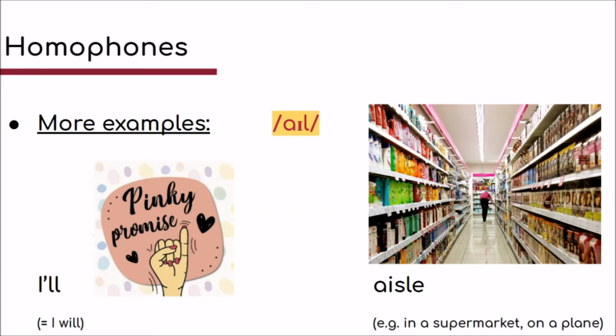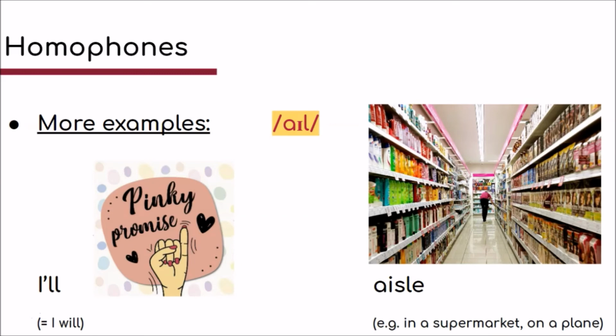Another example, aisle. Now I put this down because really the spelling of the second example is so different to its pronunciation. The first example, I'll, from I will, the contracted form that we use maybe, for example, when we make a promise, I will always love you, I'll. I think everybody knows this one. And the pronunciation of the second one is identical. I know there's an S there, very misleading, but you do not pronounce it, aisle.